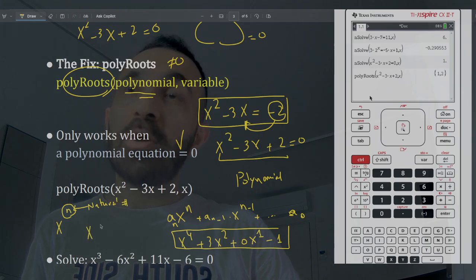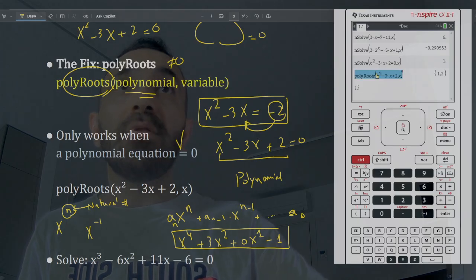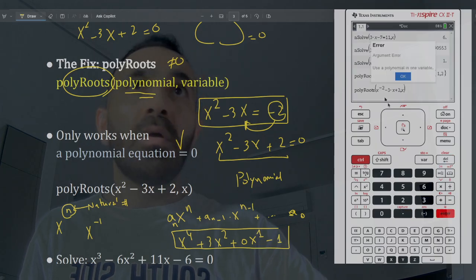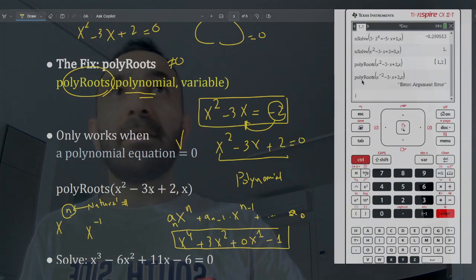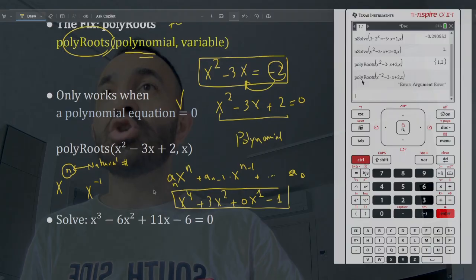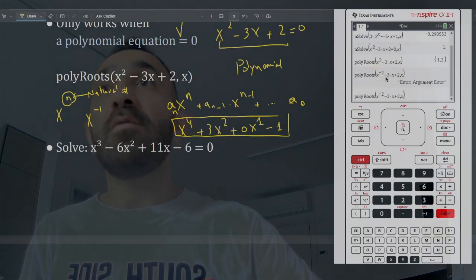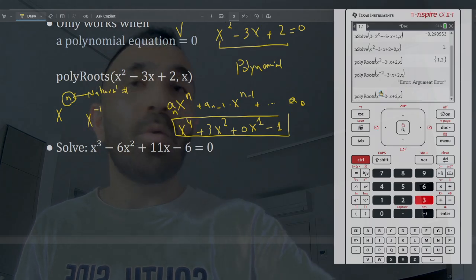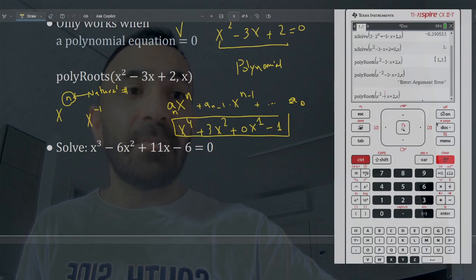So for example, you cannot use it for x to the power of -1, okay? Let's just try it here together. If I put x to the power of -2, it's not going to accept it as a right expression, okay? So let's recap it. You can use polyroots only if you have a polynomial expression equals to 0, okay? That's it. Now let's just solve this example that we have here.